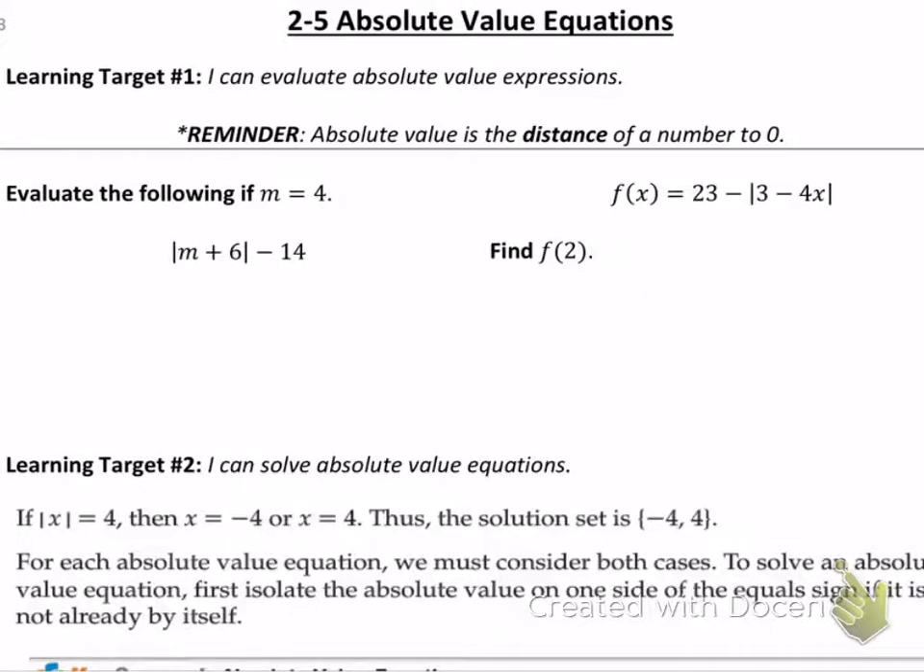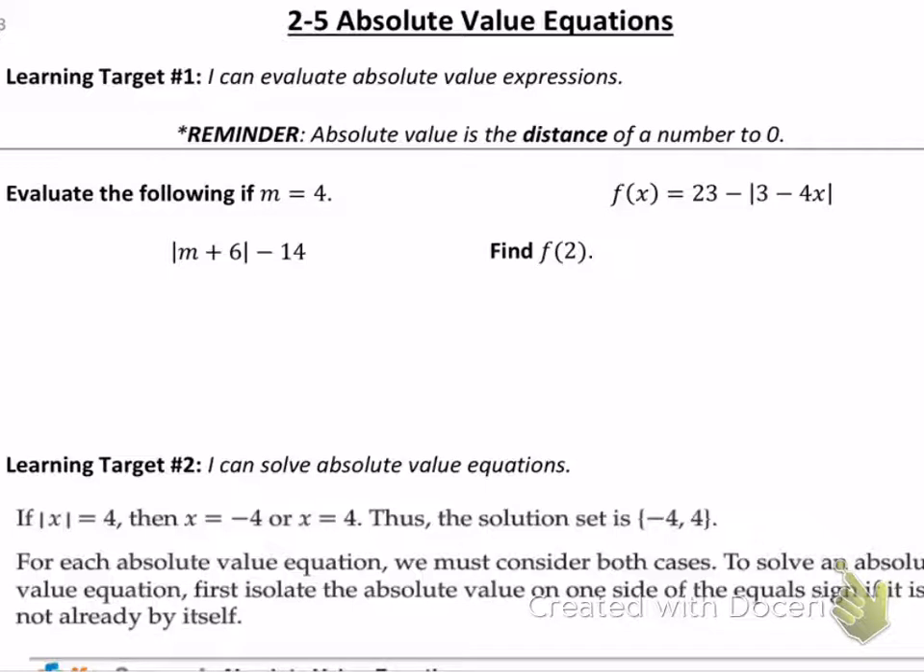Okay, class, we've got 3 learning targets today. First one is you're going to be able to evaluate absolute value expressions. Remember, expressions do not have an equal sign. So this first one here on the left, there's a reminder: absolute value is the distance of a number to 0, distance, and we're going to come back to that later.